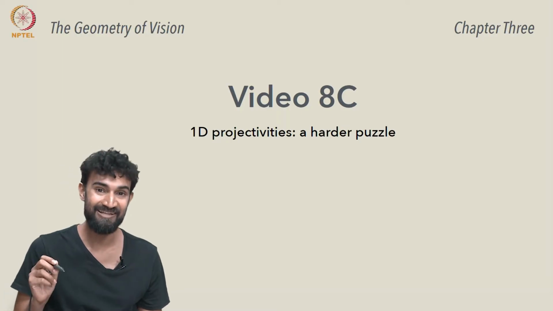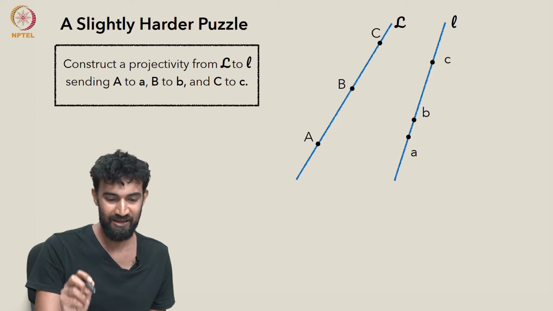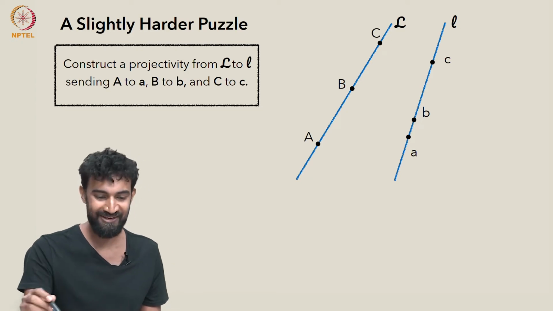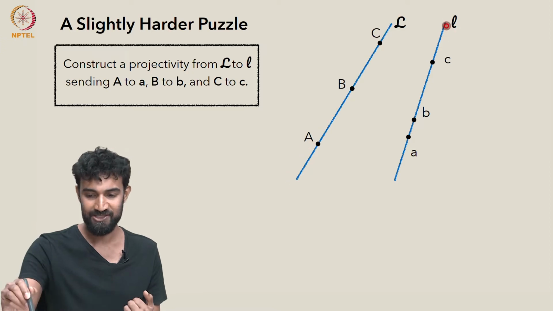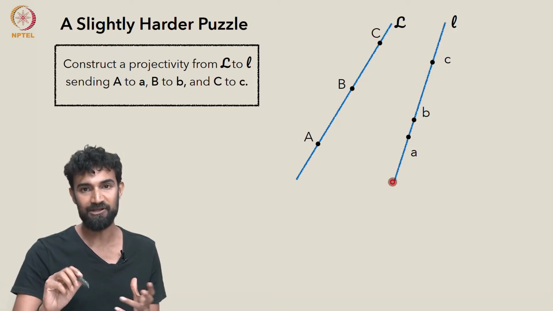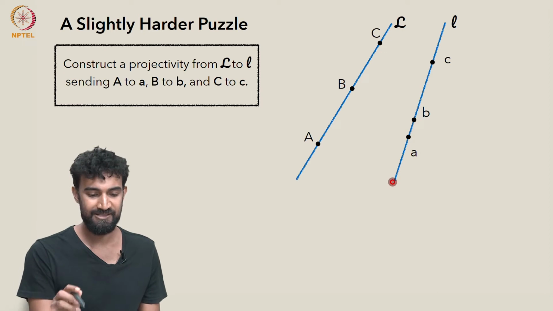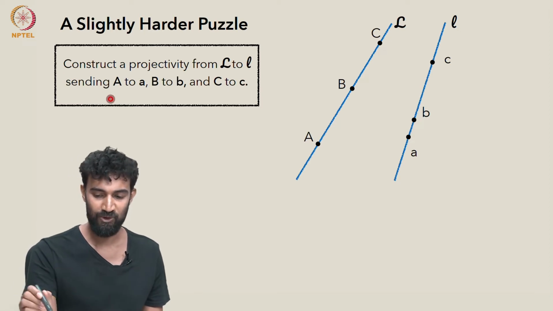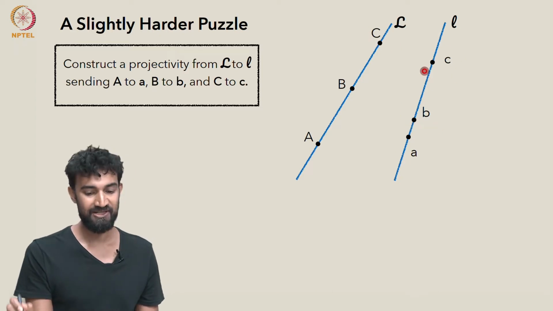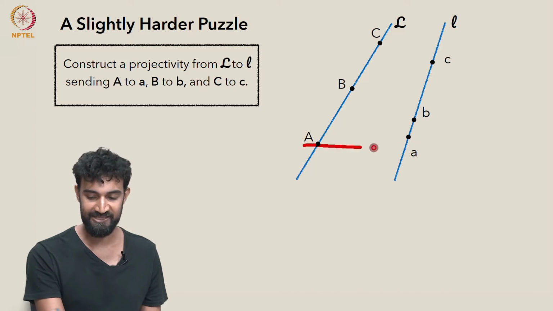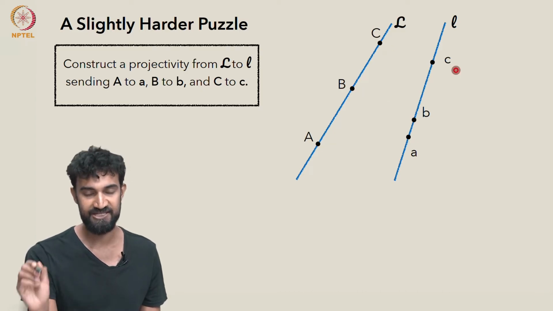Let's now try a slightly harder puzzle. So once again, I want to try constructing a projectivity from the line L to the line little l. And this time, I have 3 points, capital A, B, and C, and little a, b, and c. So let's construct a projectivity sending A to a, B to b, and C to c.